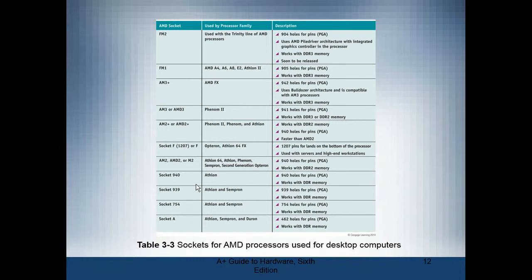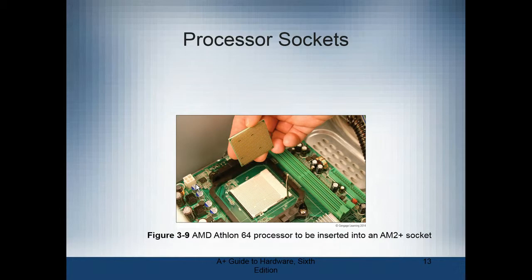This is a list, and again, this is in the book. You can take a look at it for the AMD sockets, what's on those and the names of them. The Phenoms, Athlon, Sempron, and how the name goes with the processor socket. Athlon 64, AM2 plus socket.